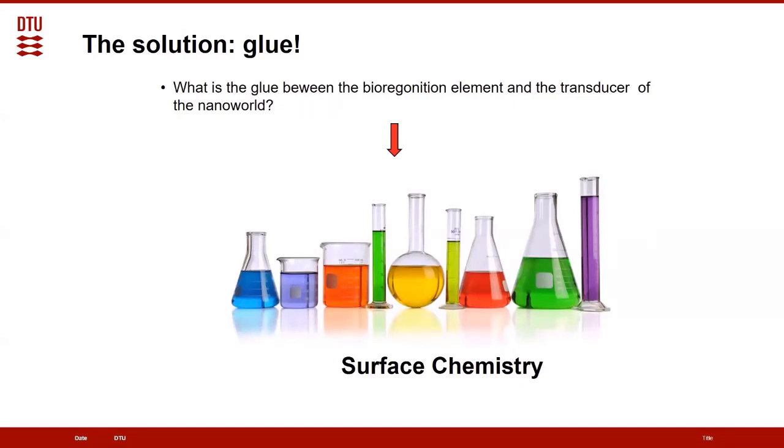The solution is, of course, glue. And what is the glue between the biorecognition element and the transducer of the nanomolecule? And this is, of course, surface chemistry. So we want to look into surface chemistry to make our physical sensor into a biosensor by this intermediate layer.